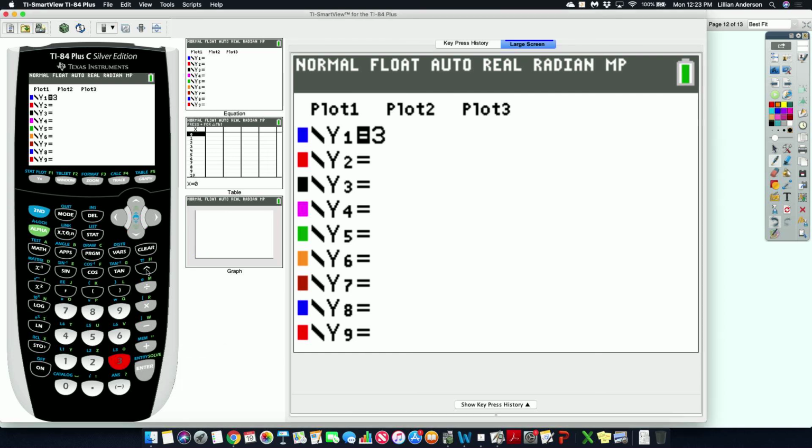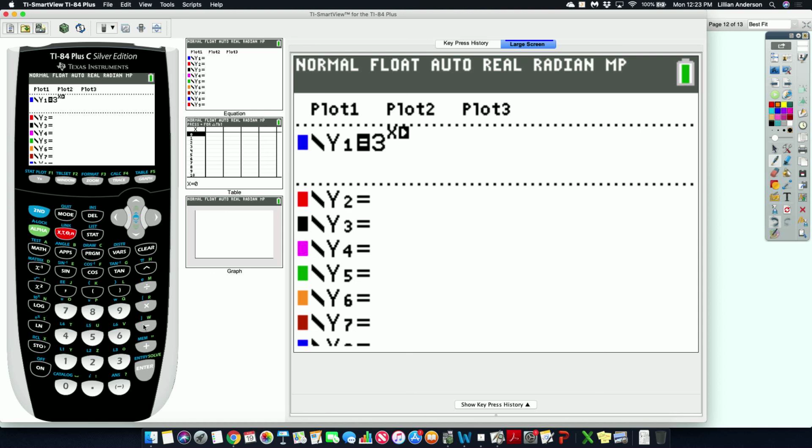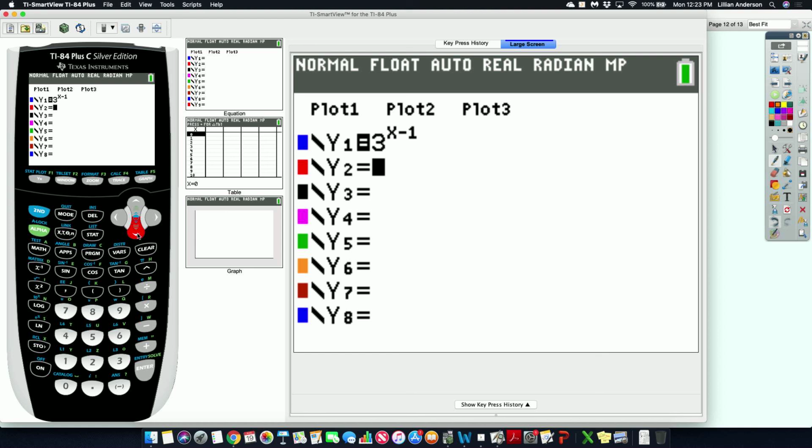So 3 raised to the x minus 1. Okay? And then 10,000. All right. Now, if I were to click graph right now, do you remember what the window was for our graph before? It only went up to 10. I'm trying to graph y equals 10,000. 10,000 is not going to show up on the window that I have right now. So I need to adjust my window.